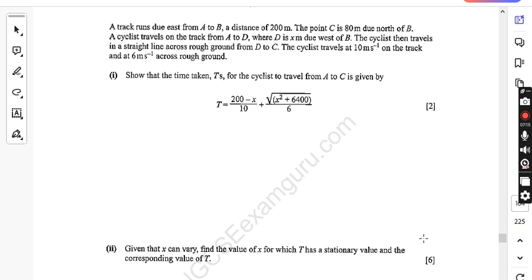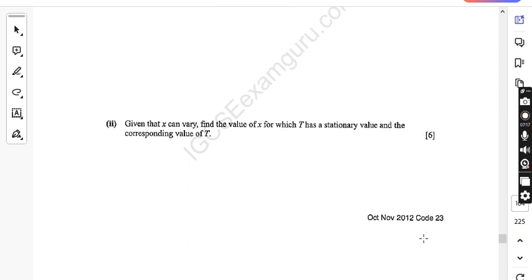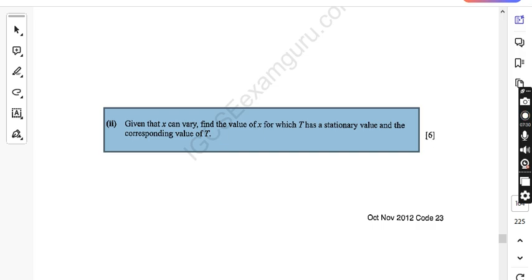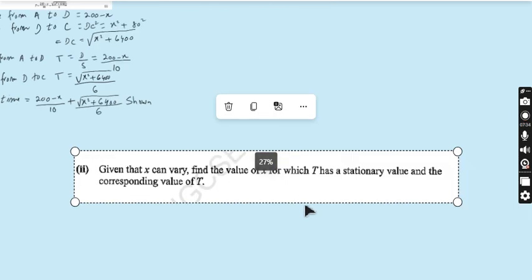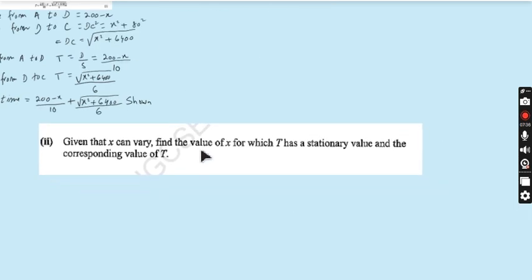So this part has 2 marks, and now part 2. Given that x can vary, find the value of x for which t has a stationary value and the corresponding value of t. This part has 6 marks. So we have to do some more work as compared to the previous part. But this is very, very easy.